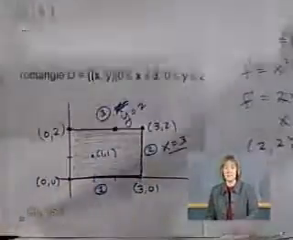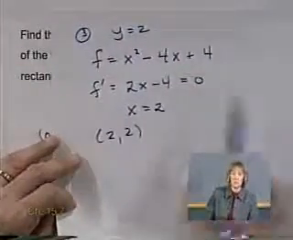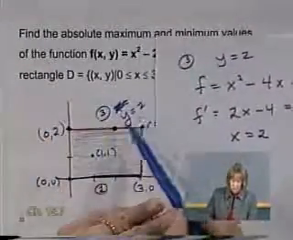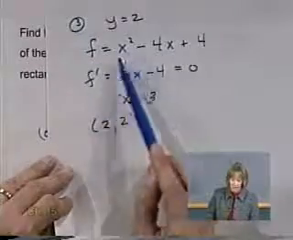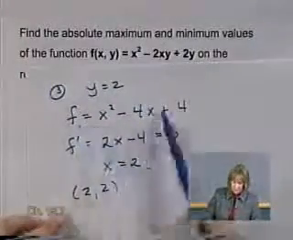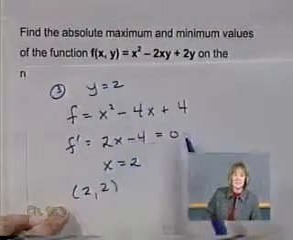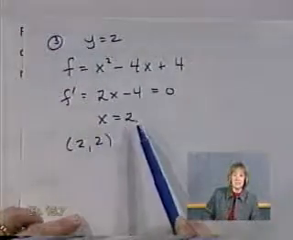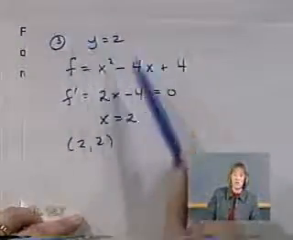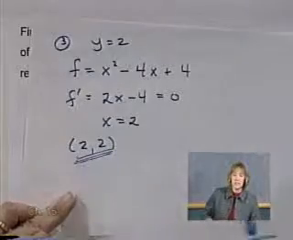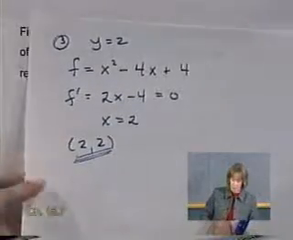If you were daydreaming, let's go back and look. What I did was, for that top border, I plugged in y equals 2 into the function. I got this, took the derivative, and when I set the derivative equal to 0, I got x is 2. On that border, y is 2, so we're going to check the point 2, 2.